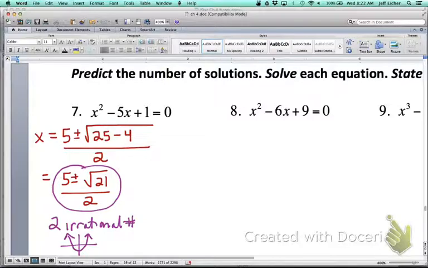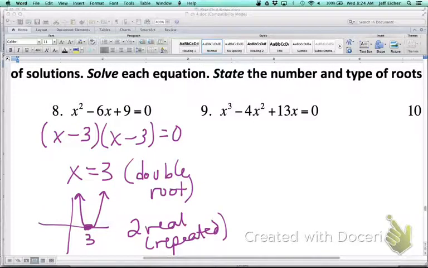How about you pause this video and see if you could solve number 8. Voila! The beauty of technology. So I factored to get x minus 3 equals 0. We get 3. It's a double root. It would be a parabola touching the axis, bouncing off the axis at one place. So we have 2 real solutions, but they are repeated. It is a repeated root, or double root. And I would have predicted that. We get an x squared here, so we should get 2 solutions.